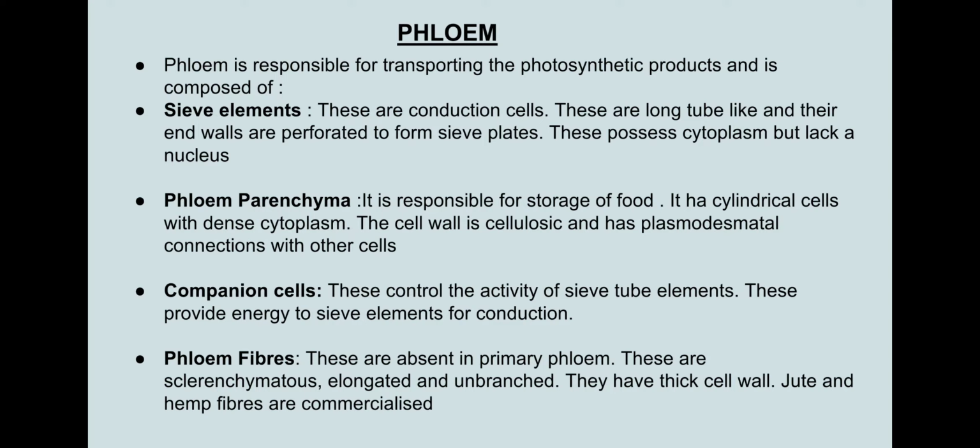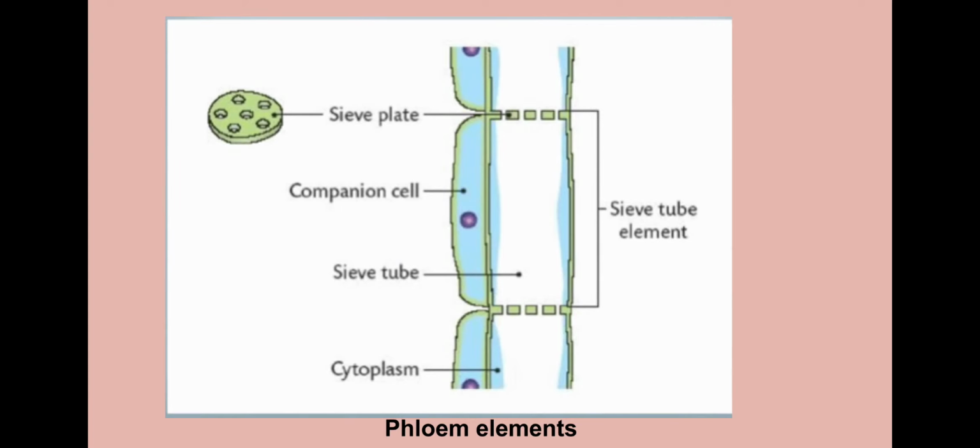Phloem fibers are also present as an element of the phloem, and these are sclerenchymatous. They are elongated and unbranched and they have very thick cell walls. So jute and hemp fibers are good examples of phloem fibers, and these are commercialized to form various products like bags, etc. In this diagram, you can see all the phloem elements like companion cells, sieve tubes, etc.